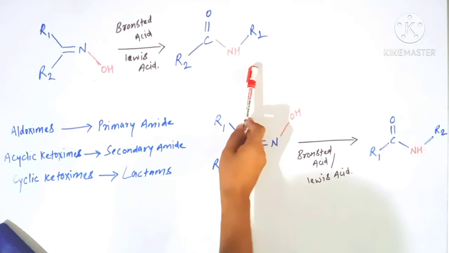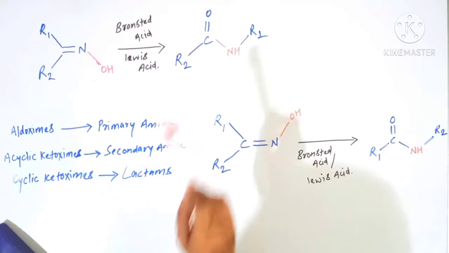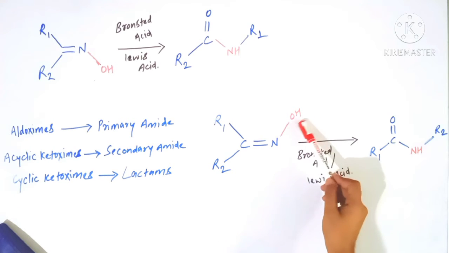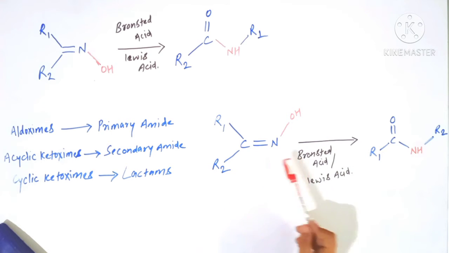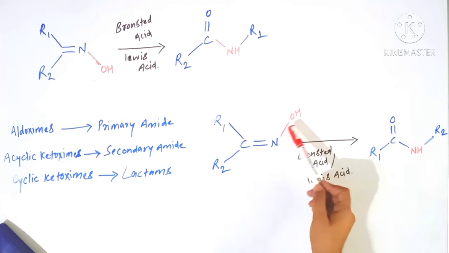So that's why here you can see R1 migrates to the nitrogen. But here in this reaction you can see the group which is opposite to this hydroxyl is R2. That's why migration of R2 takes place onto the nitrogen. So here you can see R2 migrated to the nitrogen, and OH is a leaving group, so it removes out. So this is the basic information regarding Beckmann rearrangement.